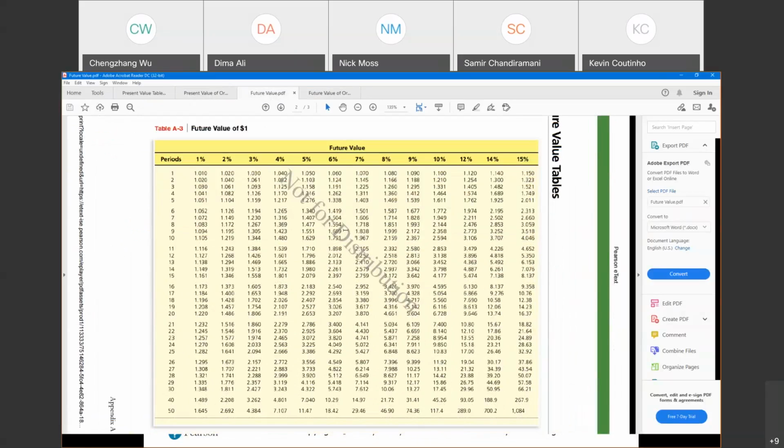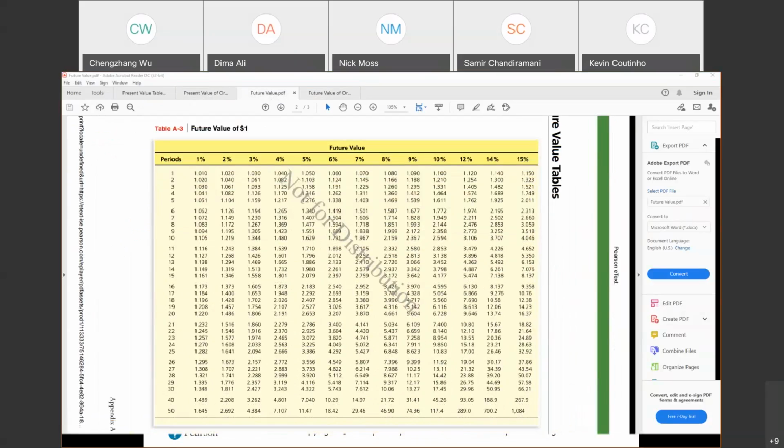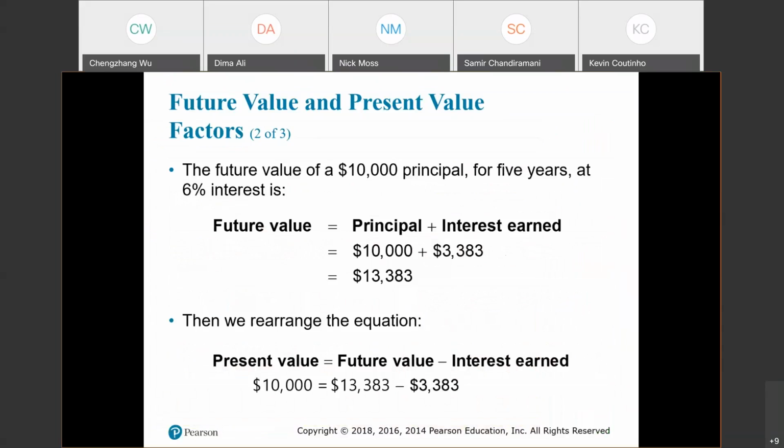Well, for example, let's go back to our question. Now we know these three factors. The first factor is principal, which is $10,000. The second factor is 5 years. And the third factor, interest rate, is 6%.